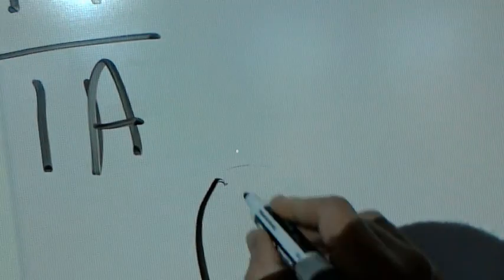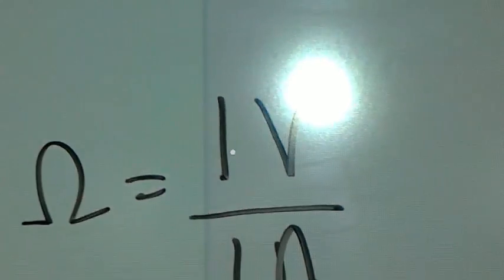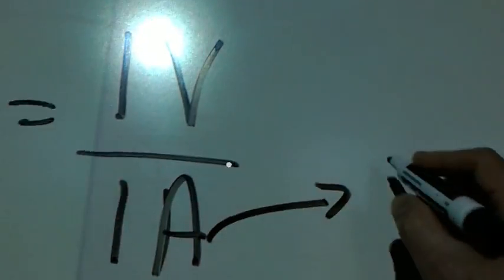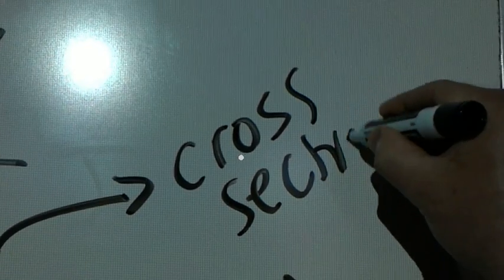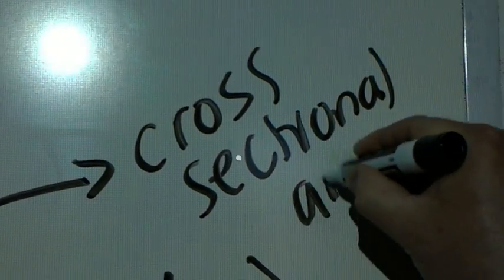And this is simply the length of something divided by the A, where here A, and actually here, sorry, I said it was amps. This is actually cross-sectional area. So we'll say cross-sectional area, which is in meters squared.